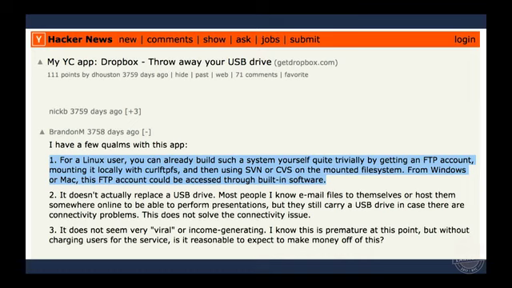"For a Linux user, you can already build such a system yourself quite trivially by getting an FTP account, mounting it locally with curlftpfs, then using SVN or CVS on the mounted file system. From Windows or Mac, this FTP account could be accessed through built-in software." Easy, right? Anybody can do it, right?